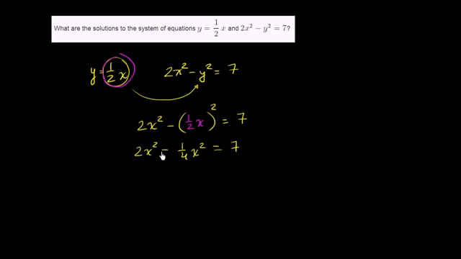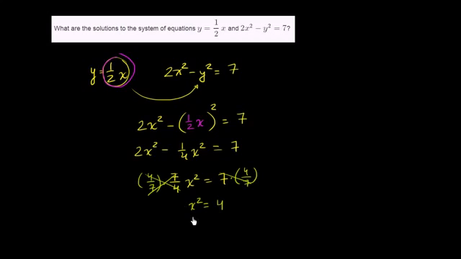So I have 2x squared, and I subtract out a 1/4 x squared. So I'm going to have 1 3/4 x squared. Or you could view this as 8/4 minus 1/4 is 7/4 x squared. 7/4 x squared is equal to 7. Multiply both sides times the reciprocal of 7/4, so 4/7. Multiply both sides by 4/7, and we get x squared is equal to 4.